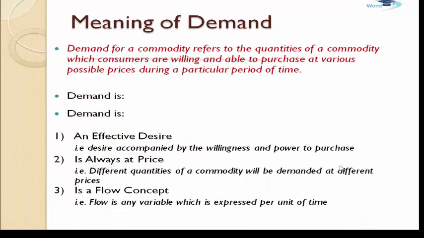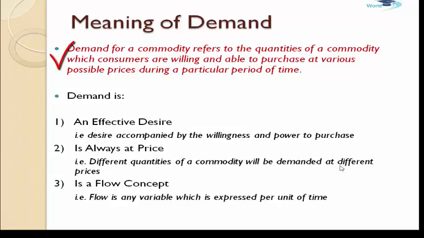What is demand? Well, demand for a commodity refers to the quantities of a commodity which consumers are willing and able to purchase at various possible prices during a particular period of time. Demand is an effective desire, that is, desire accompanied by the willingness and power to purchase. For instance, I may have the desire for a car, but it will become demand only when I have the adequate money and I'm willing to spend that money to purchase that car.